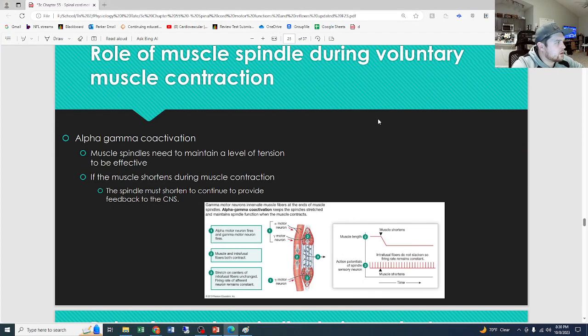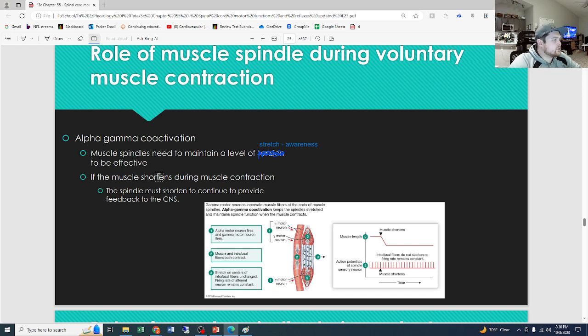Okay, so the role of muscle spindle during voluntary muscle control, the alpha gamma co-activation. This is kind of what we already talked about. So muscle spindles need to maintain a level of tension to be effective. I don't love using that word right here, because when we talk about tension, we're talking about Golgi tendon organs. So they need to maintain a level of stretch, or a level of awareness to be effective. Just to make it a little clearer.